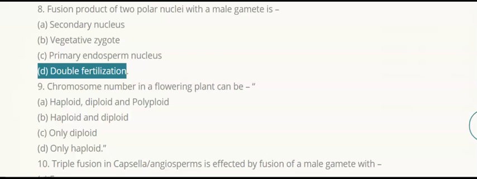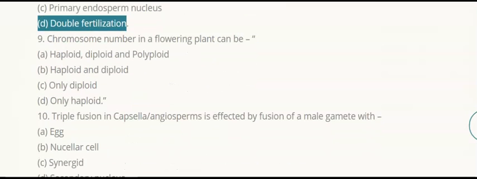So here we go with our option D. Double fertilization: one fertilization is with the ovule, with the egg and the sperm, leading to formation of seed. And second is the second male gamete fuses with two secondary nuclei, thus leading to triploid endosperm, which is very important for providing growth to the growing seed. So D is the correct option.